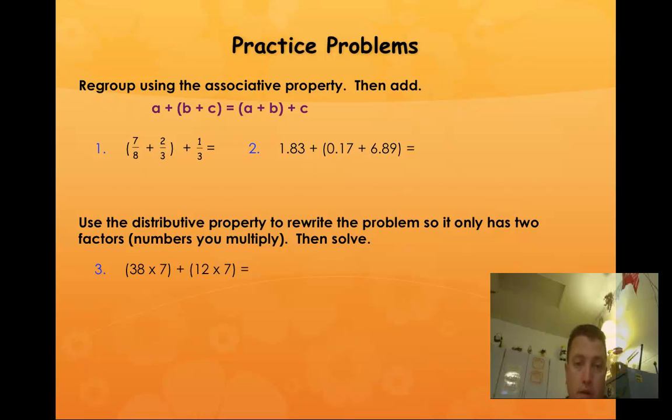Okay, here are your practice problems for today. You're going to regroup the top using the associative property and then add. You should have copied down all those notes in your math notebook so you can go back and see how you did that regrouping. Okay, here you're going to use the distributive property to rewrite the problem so it only has two factors, those numbers you multiply by. Okay, and then you're going to solve these. All right, if you have questions, we'll go over these tomorrow, and we'll see you soon.